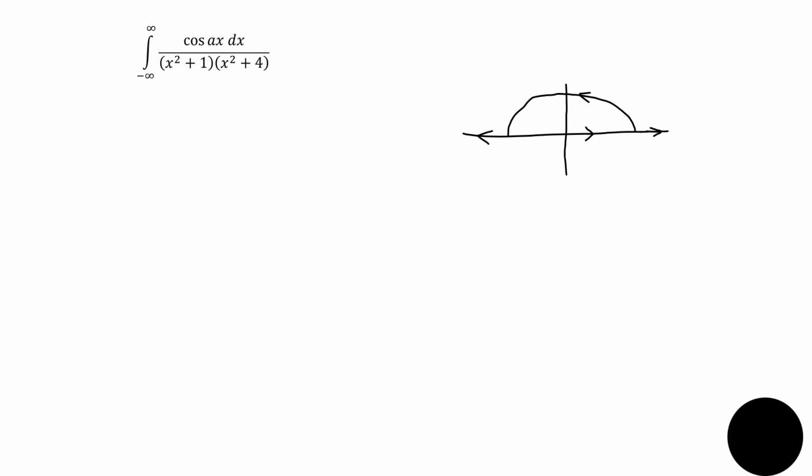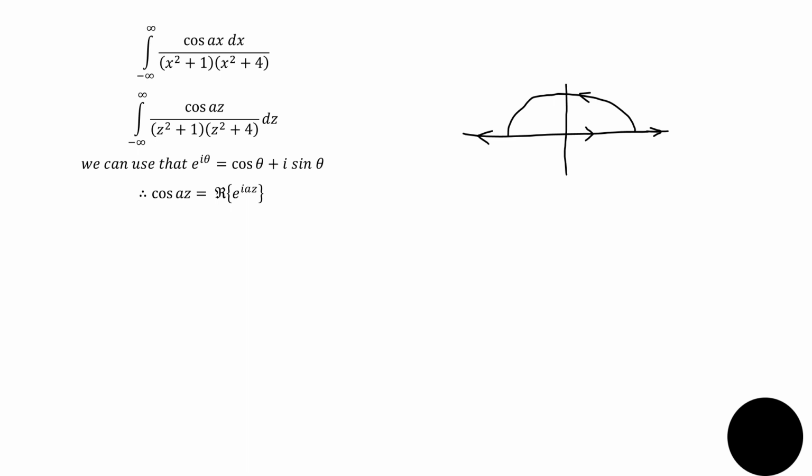Here we can see that we're on the real axis. So let's replace our x's with z's. We can use the relationship that e to the i theta is cos theta plus i sine theta. So therefore our cos az, the real part, becomes e to the power of i az. So therefore we can plug this in and replace the top of our fraction with e to the power of i az.